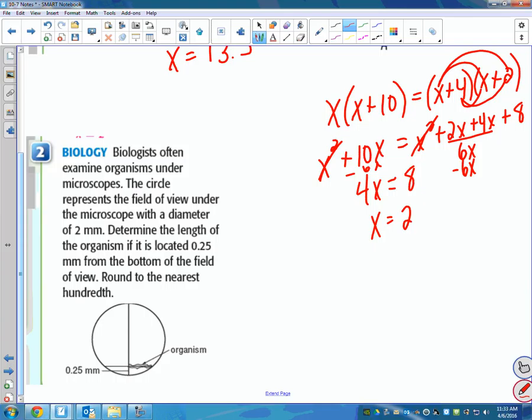It's definitely the same theorem, right? But the difference is we're missing some information. I do know that the diameter is 2 millimeters, right? This would be the diameter, like the center of the view of the microscope. So if this whole thing is 2, could I find how much this segment is? Just 2 minus 0.25, which would be 1.75, right?